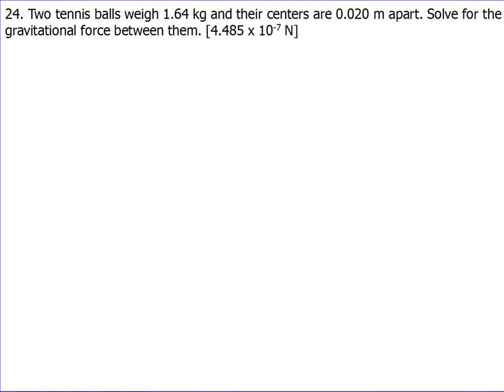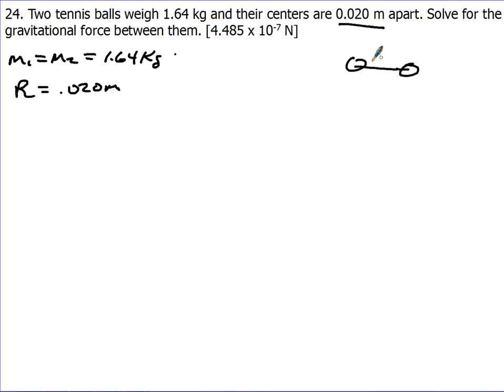Now, number 24. Two tennis balls weigh 1.64 kilograms. So mass 1 equals mass 2 equals 1.64 kilograms. Their centers are 0.02 meters apart. So R is 0.020 meters. So we have this situation right here.